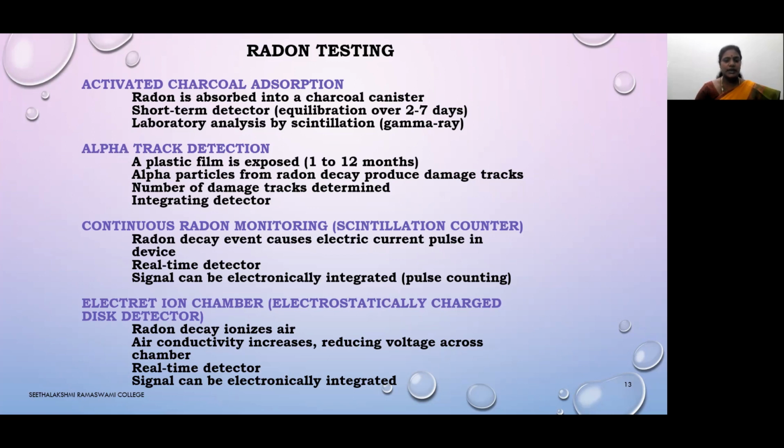The next one is the electret ion chamber, an electrostatically charged disc detector. Radon decay ionizes air, air conductivity increases, reducing voltage across the chamber. It's again a real-time detector, and the signal can be electronically integrated.